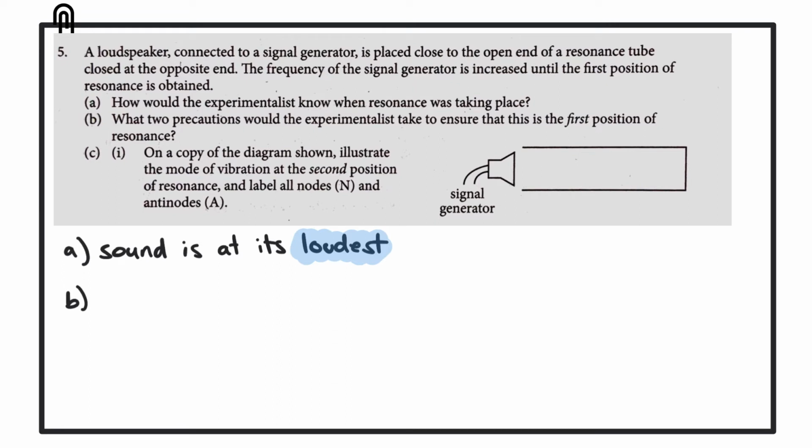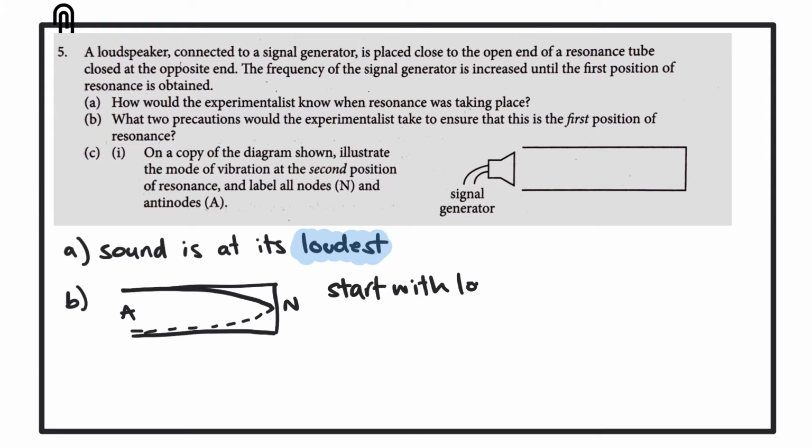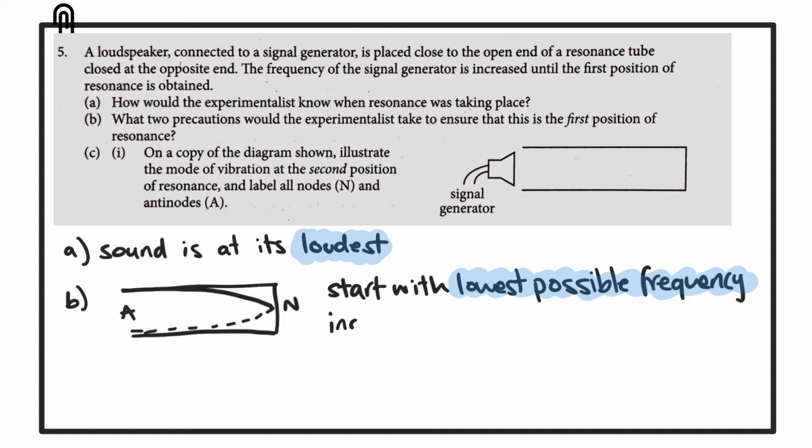What two precautions would the experimentalist take to ensure that this is the first position of resonance? Well, that can be identified as the first time that the sound is at its loudest. What's happening here is we have a node at the fixed end of the tube and an antinode at the open end. So to make sure that we're getting the very first antinode at the open end of the tube, we need to start off with the frequency at the lowest possible value. So start with the lowest frequency. And we want to increase that frequency very slowly so that we don't increase it too quickly, where we would go past that position where it is at its loudest and it would be easier to miss. So we want to increase that slowly.